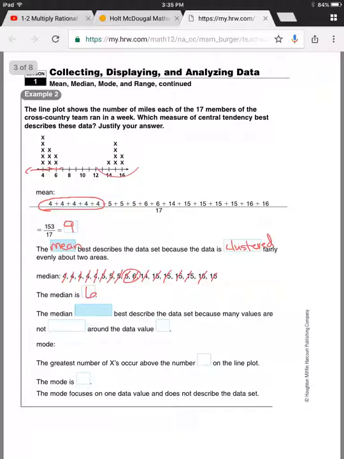So the median does not describe the data set because too many values are not clustered around the data value 6. Because you have all of these, okay? So, now let's look at our other option.